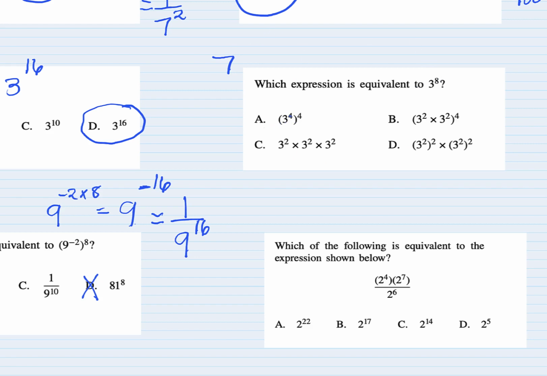You have a base raised to an exponent raised to another exponent. So you're like, oh, that's when I multiply. And 4 times 4 is 16. So this is 3 to the 16. That is not 3 to the 8th. Your answer is not A.